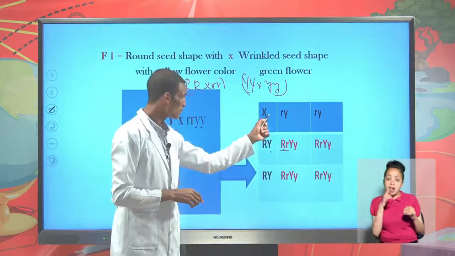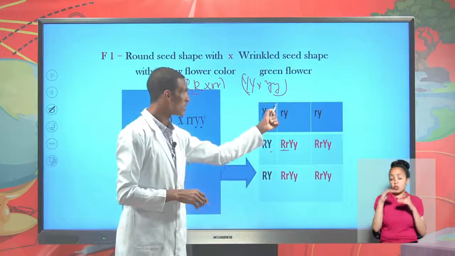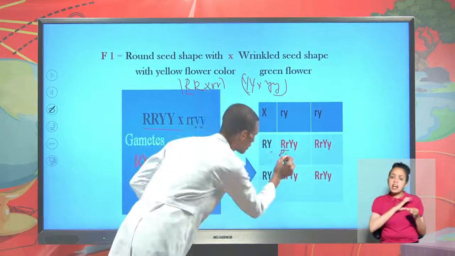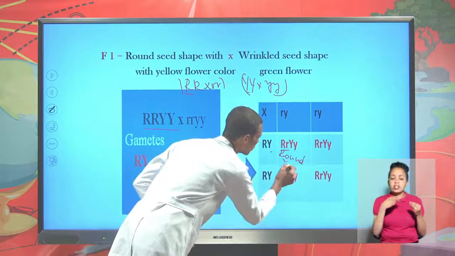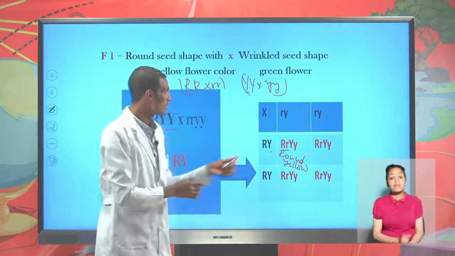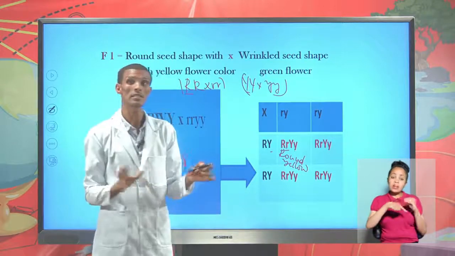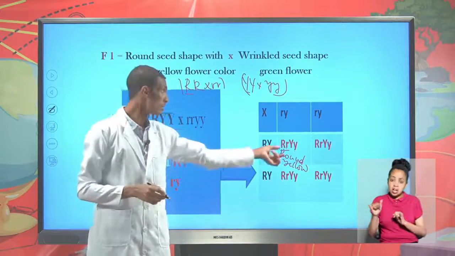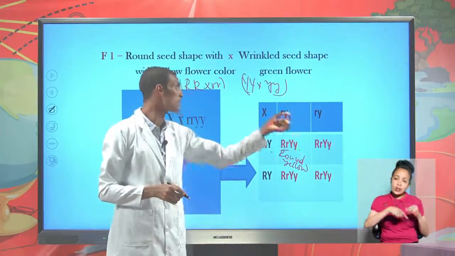When R capital is from the dominant one, and this one is from the recessive one, the character of recessiveness becomes masked by R capital. The character of y small becomes masked. By that, the character is said to be round yellow. Round yellow here means the character of wrinkled green is masked in the F1 generation. Just like in the monohybrid, the character of wrinkled and green becomes masked.